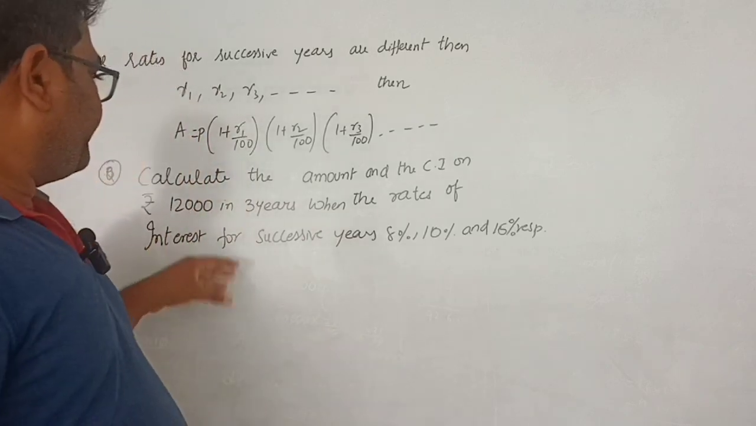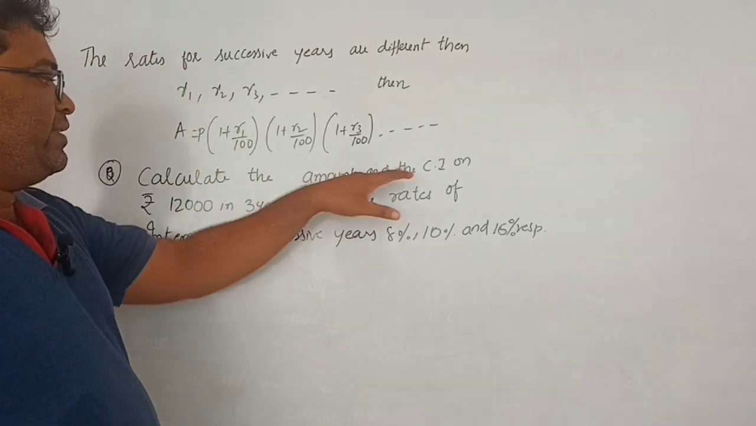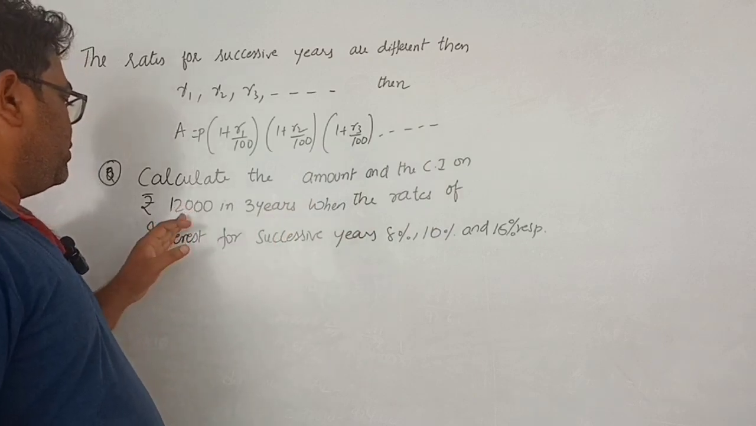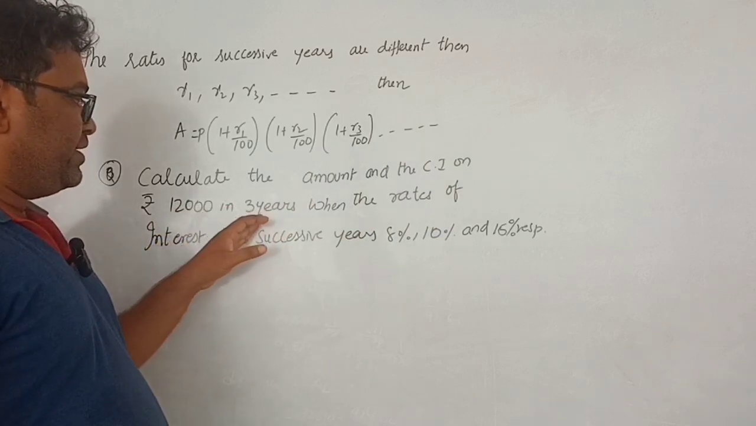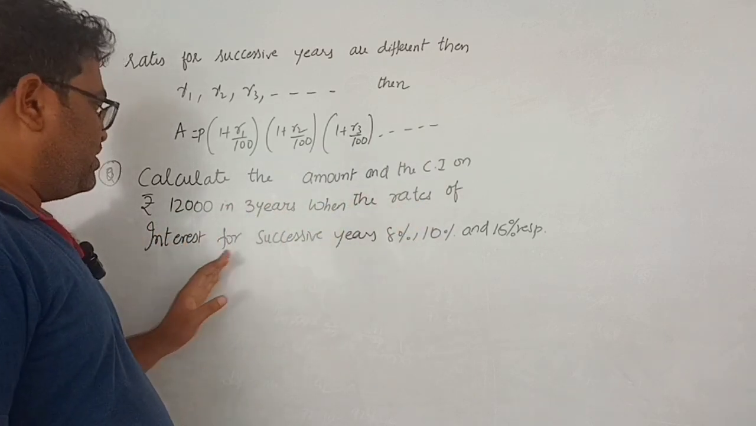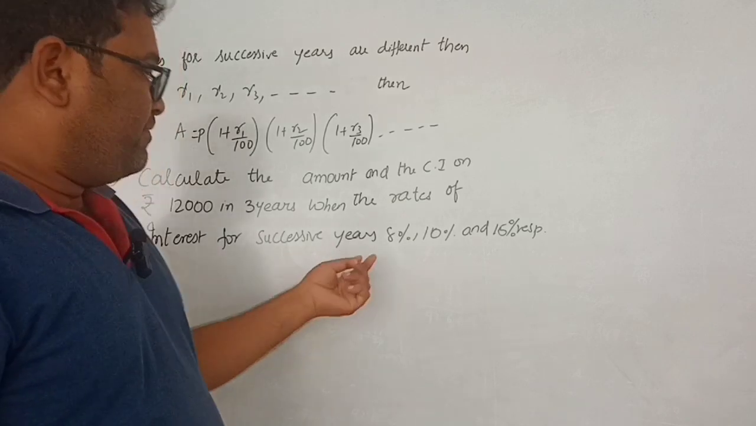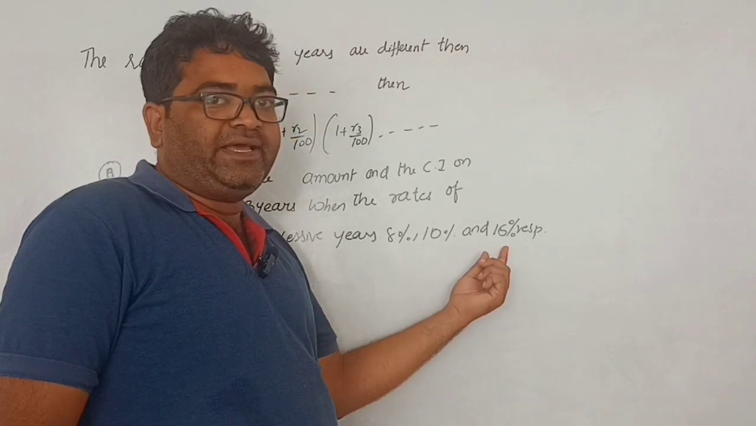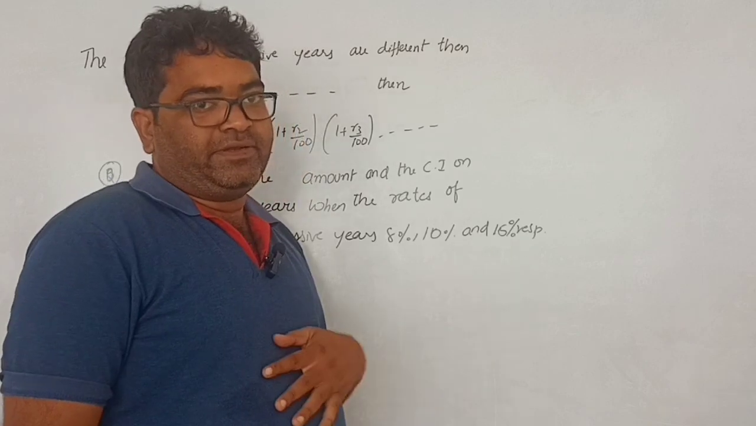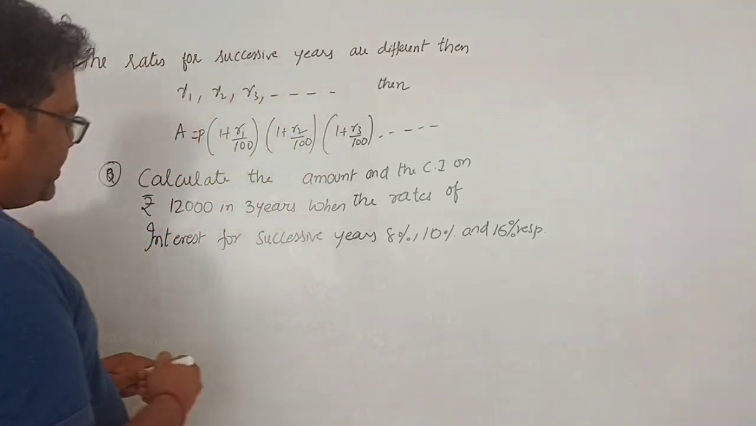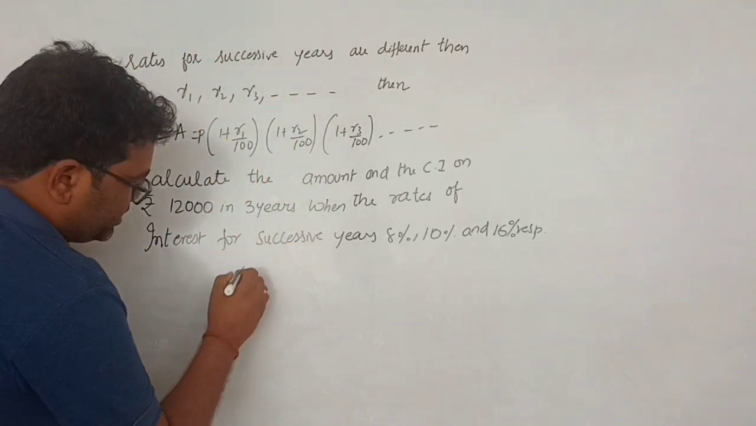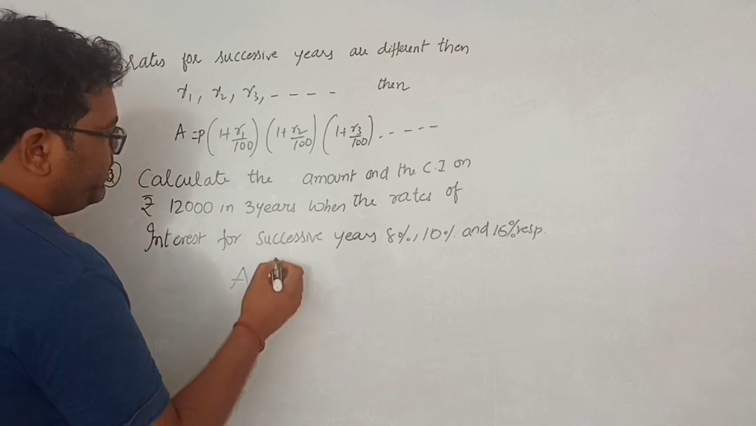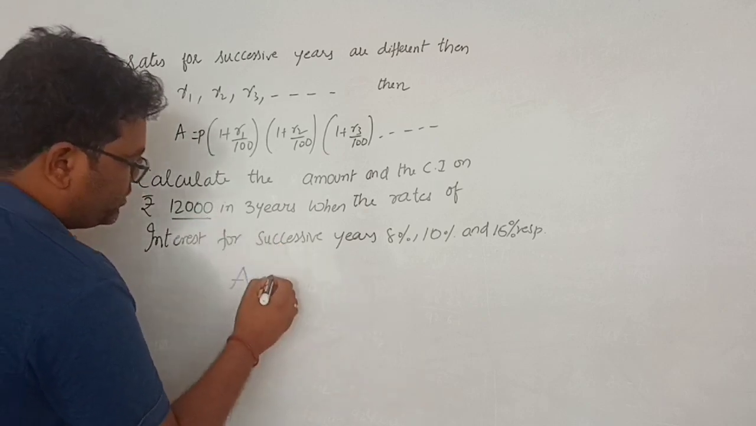So here is given: calculate the amount and the compound interest on rupees 12,000 in 3 years when the rates of interest for successive years are, first year 8%, second year 10%, and third year 15%. So here the formula is applicable. A is equal to P. P value is how much? 12,000.